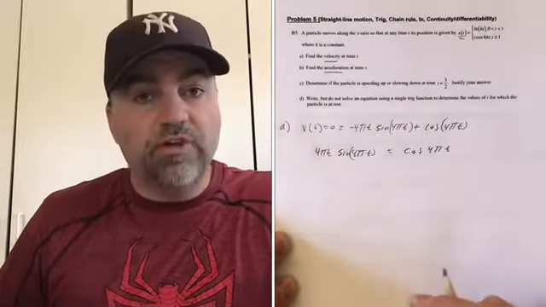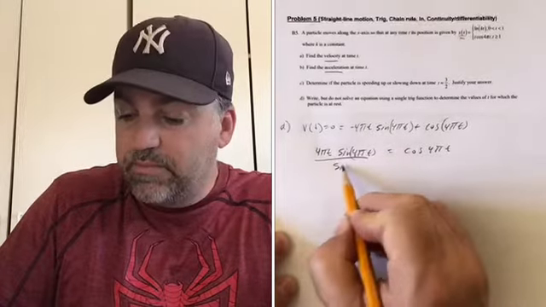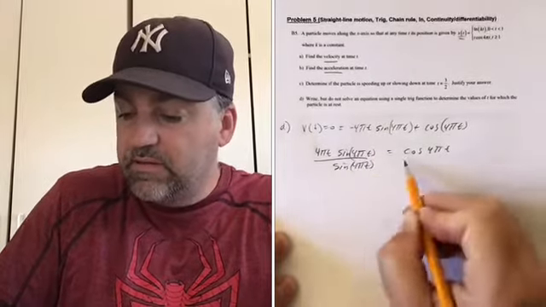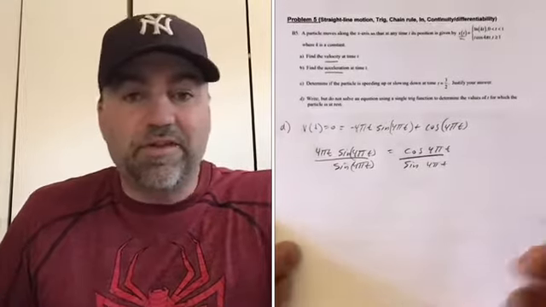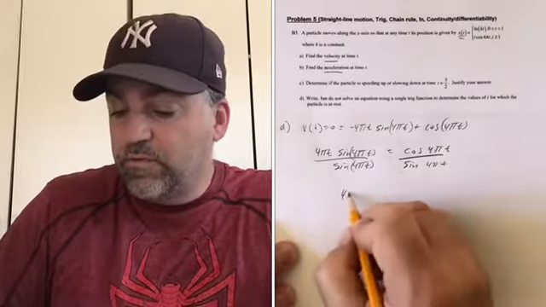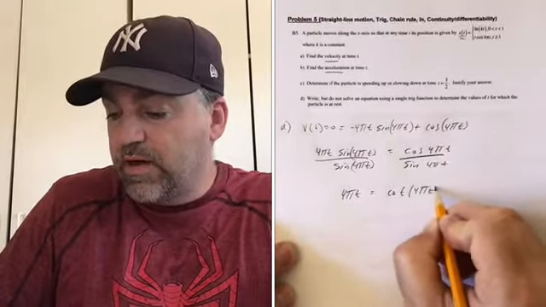And to get one trigonometric function, I've got to put these two together. So if I divide by sine 4 pi t, I can move those together as a cotangent. So 4 pi t equals cotangent of 4 pi t.